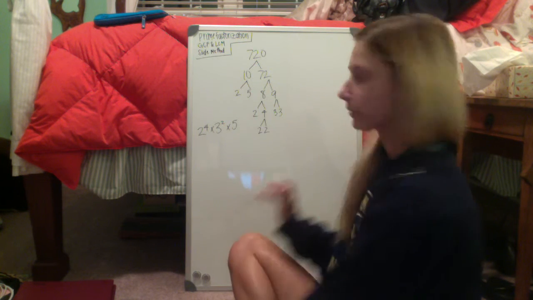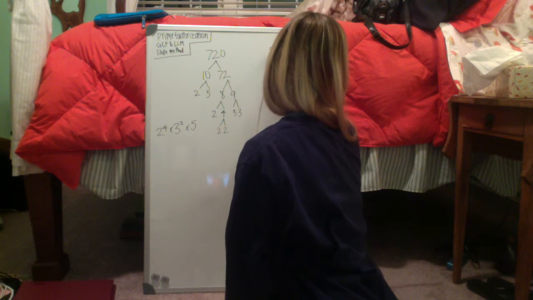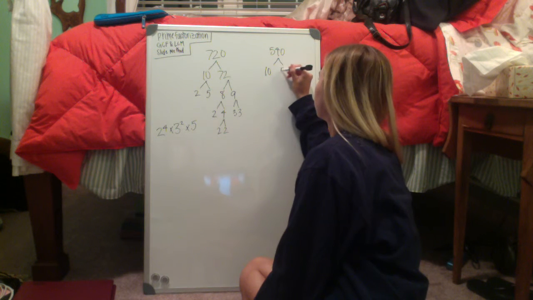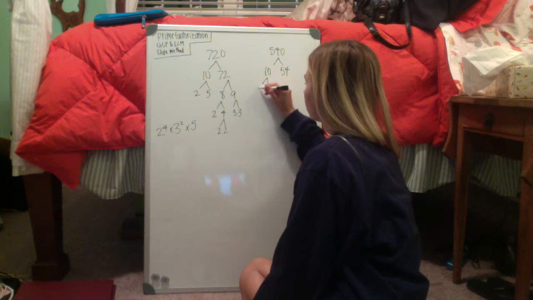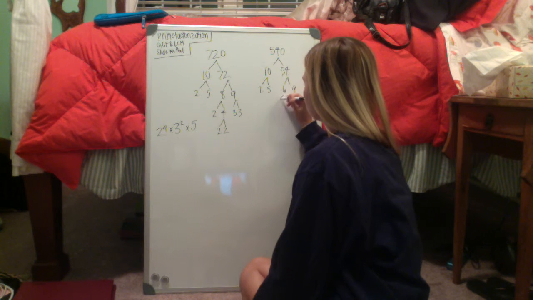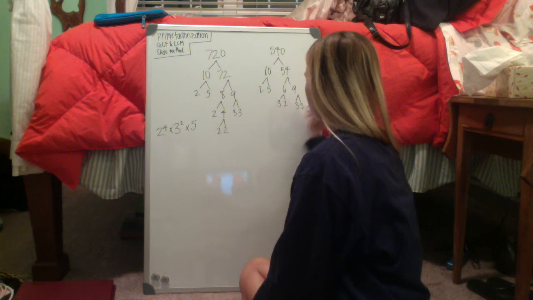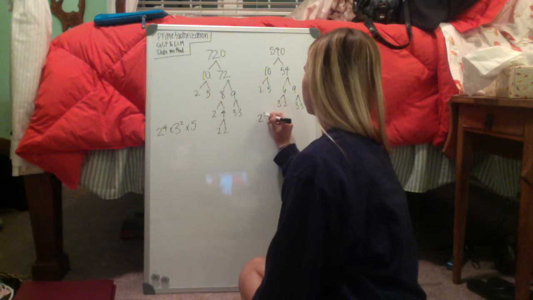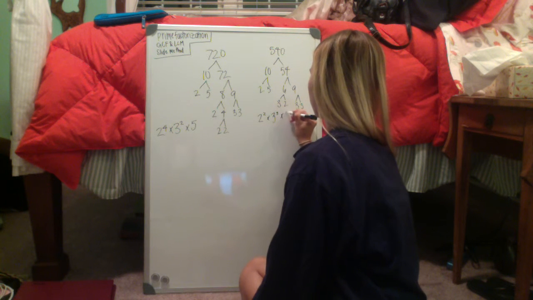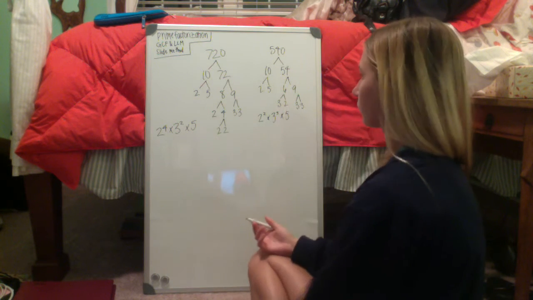So let's do another number, 540. 10 and 54, 2 and 5, 6 and 9, 3 and 2, 3 and 3. We would write this 2 to the 2nd times 3 to the 3rd times 5, and if you multiply all those numbers together, it equals 540.